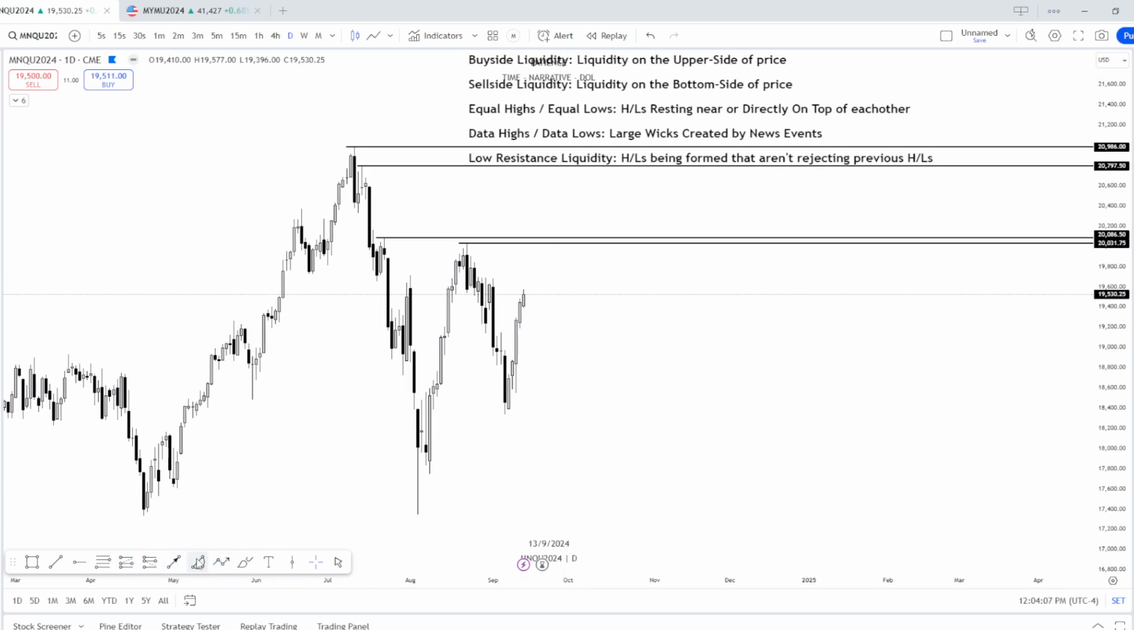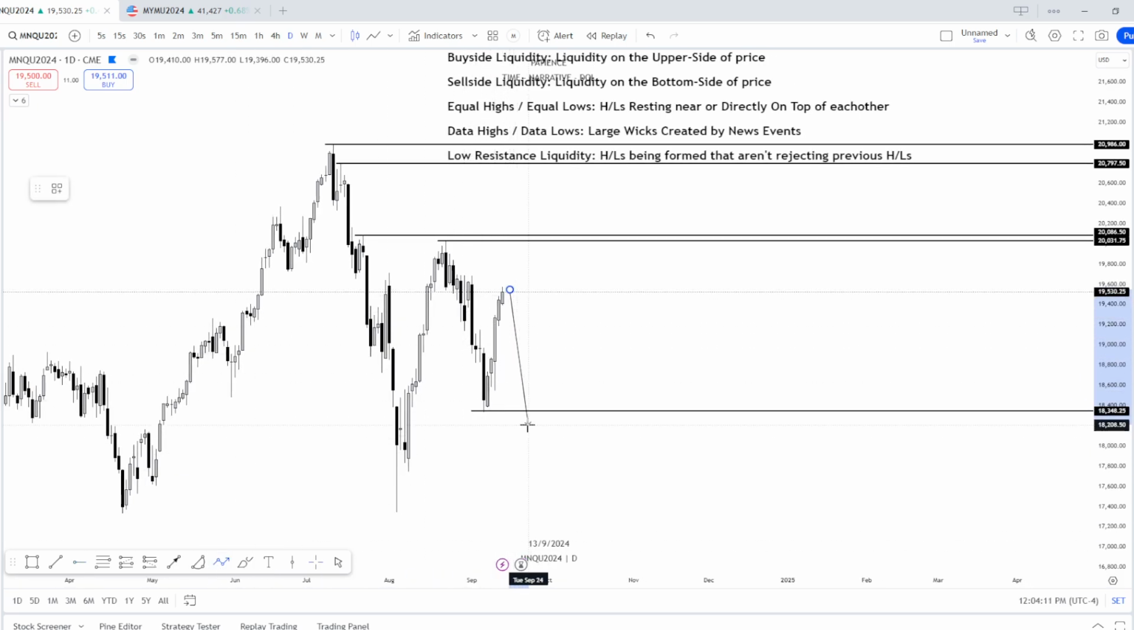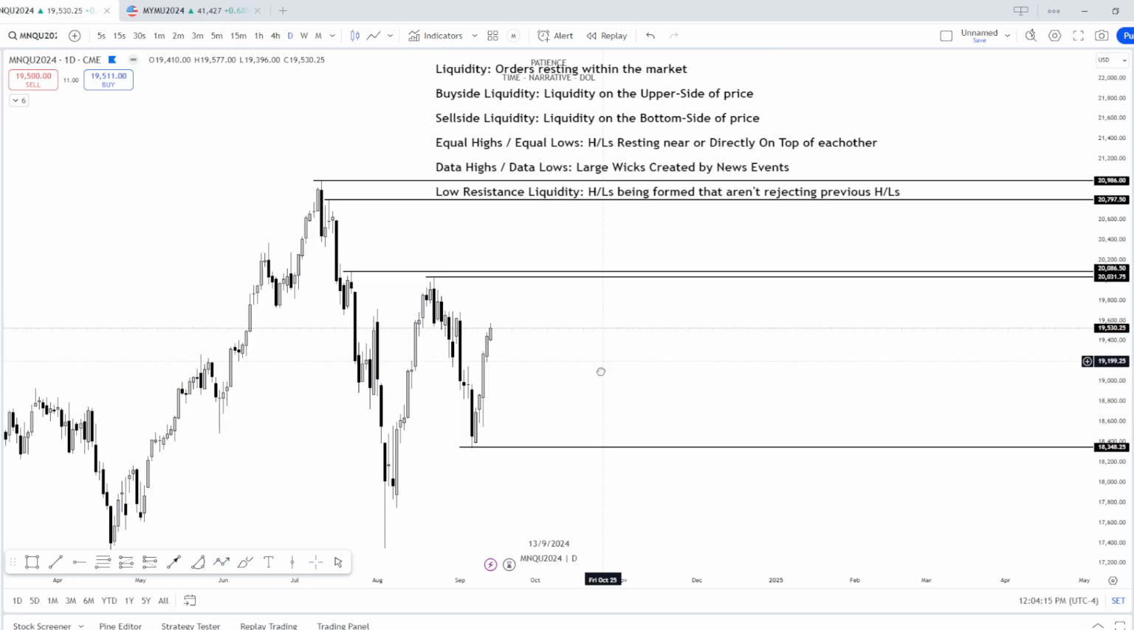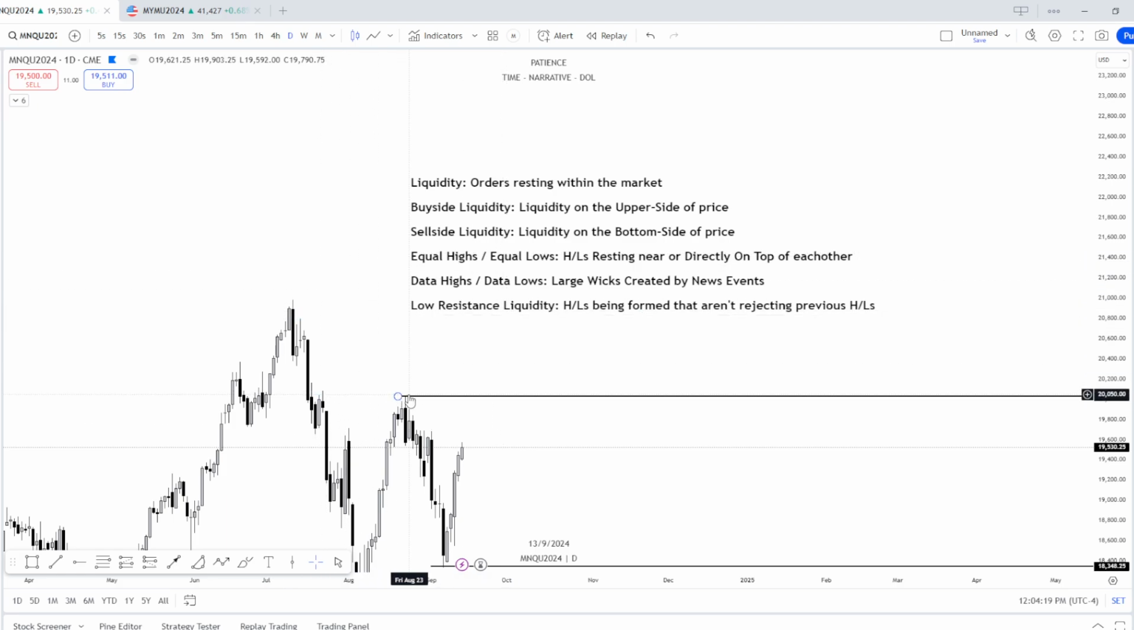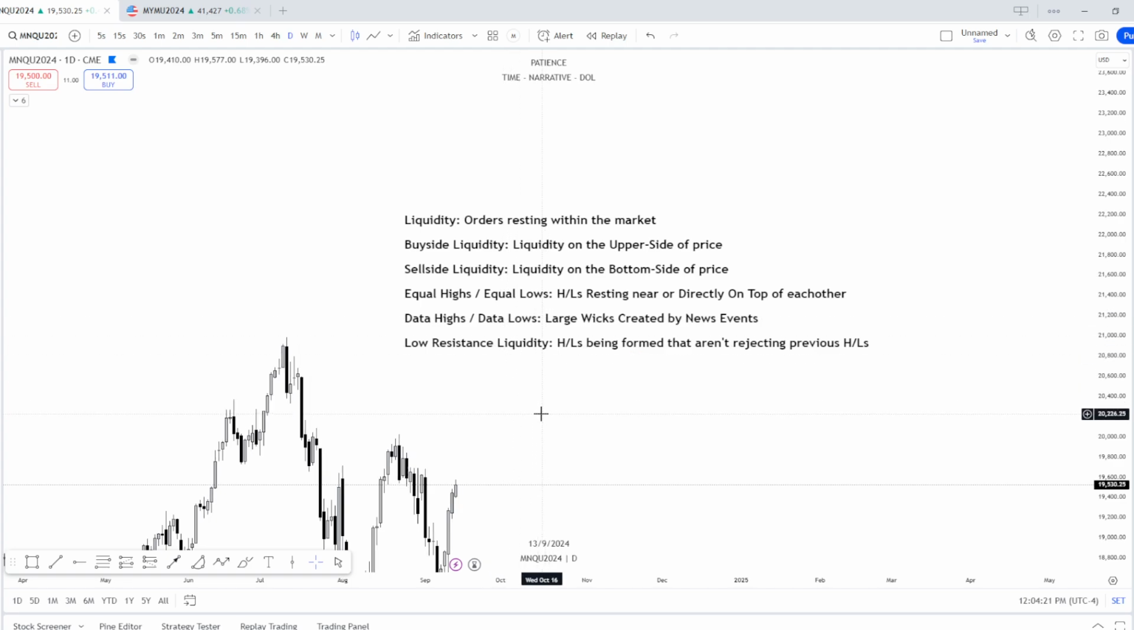And if somebody says that we are sweeping out sell side liquidity, we can expect that we're sweeping out lows to continue to the upside. So, for those two terms, that's what buy side and sell side liquidity is. Now for the next one, we have equal highs and equal lows.